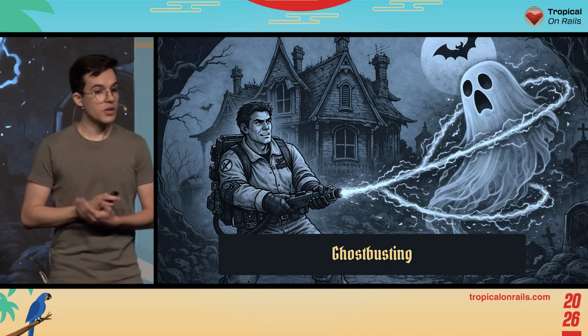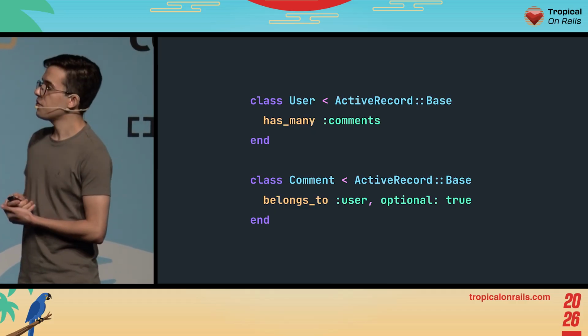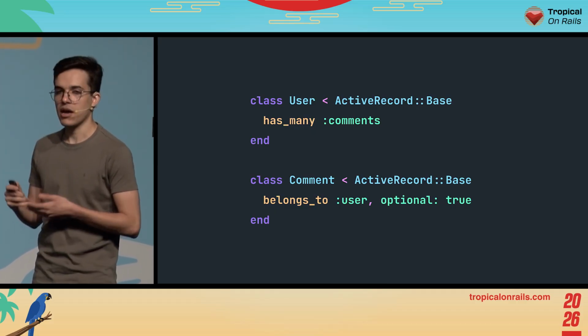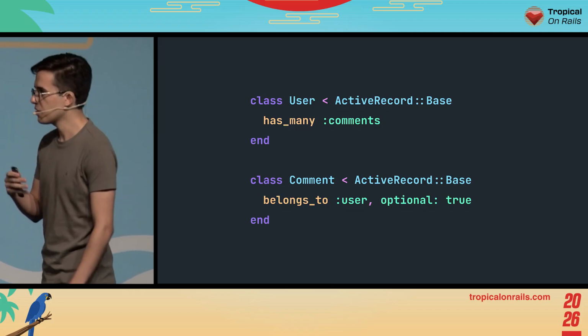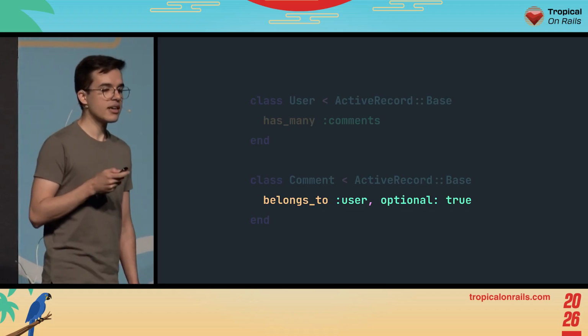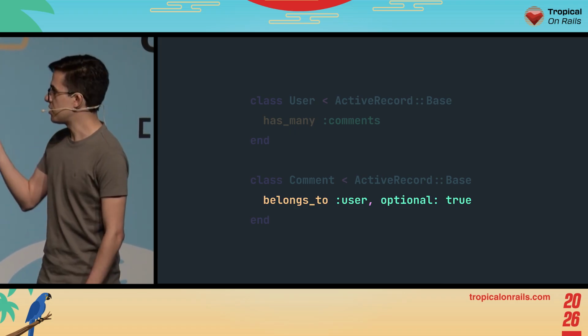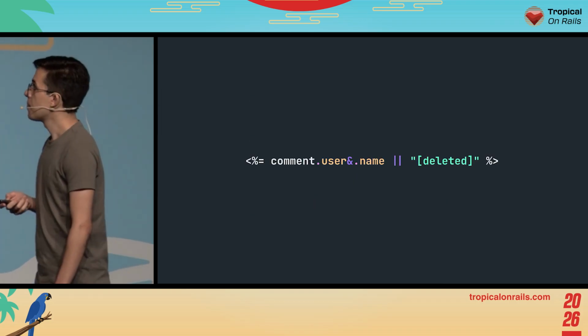This one is about ghosts. So this time we have a forum-like app, so we have users, and users can comment on stuff. But the important part is that users can delete their accounts, but their comments will still remain in the system. So there's an optional relation here.